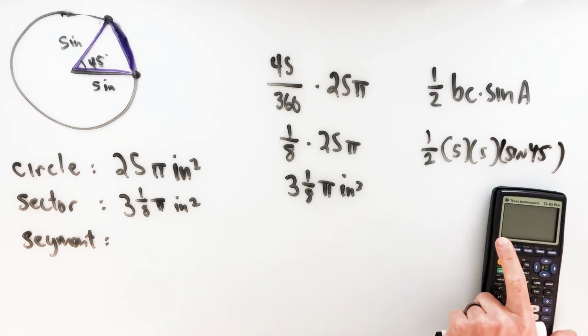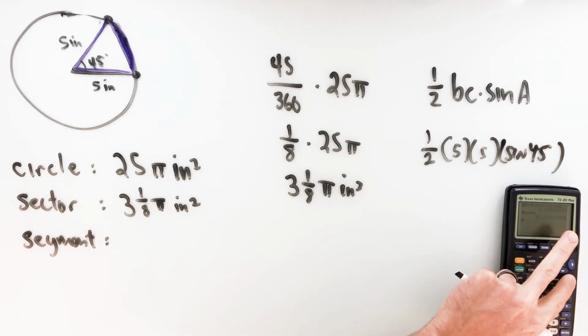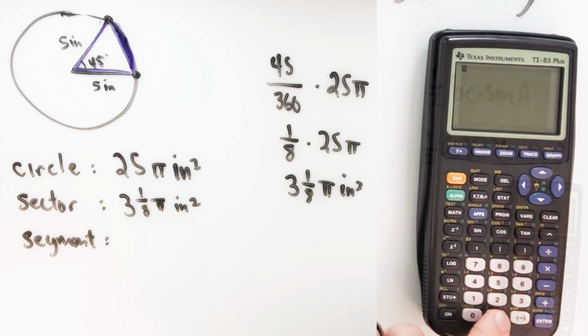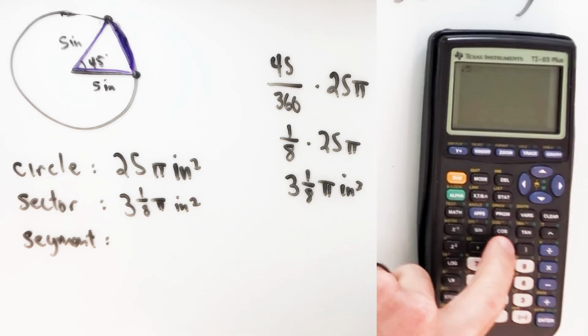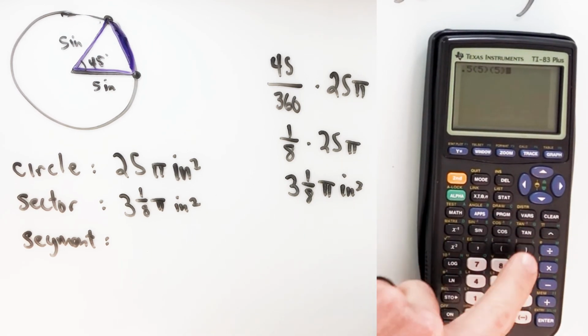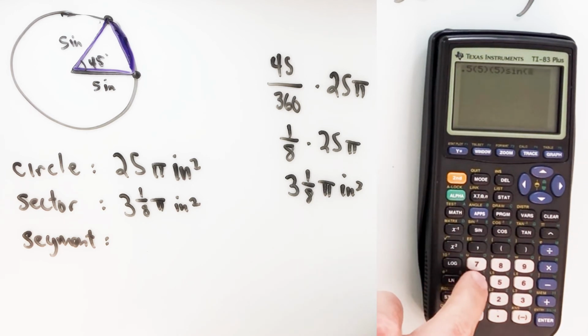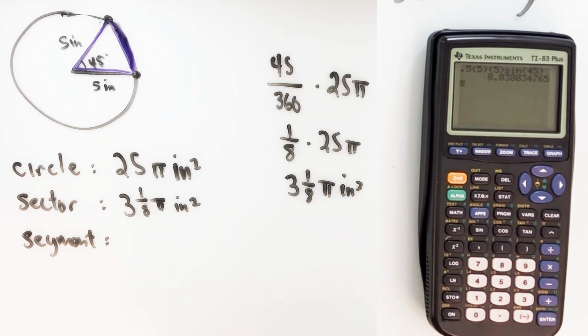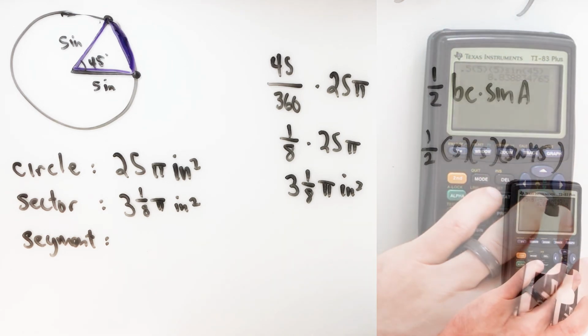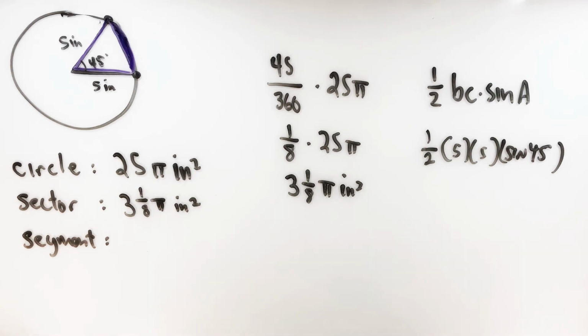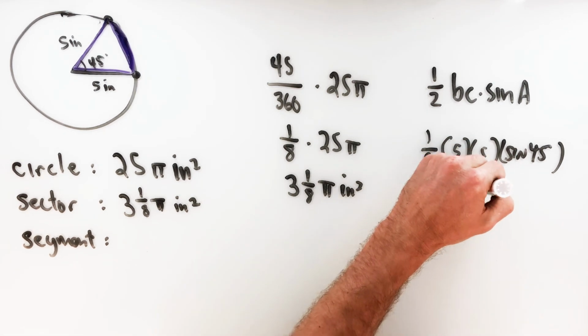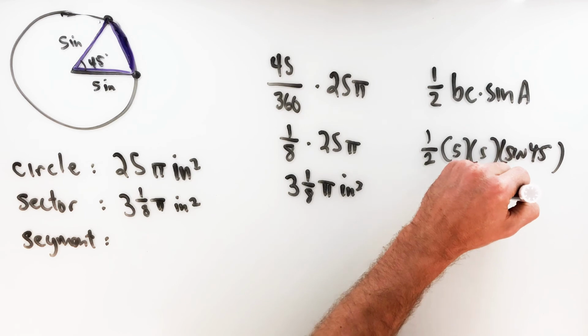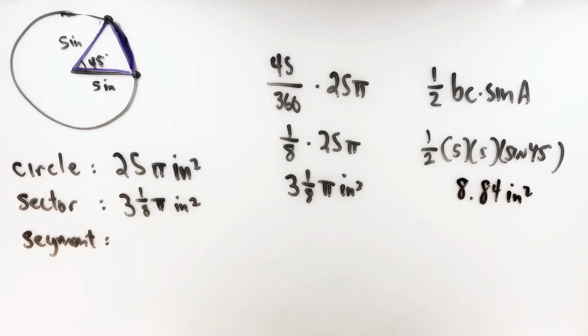Okay, so I'm gonna get my calculator out here. So I got 1/2 or 0.5 times 5 times 5 times sine of 45. And it looks like we got about 8.84. So the area of the triangle, 8.84 inches squared.